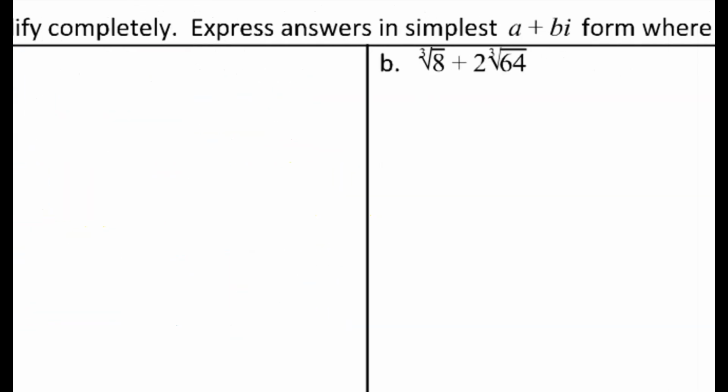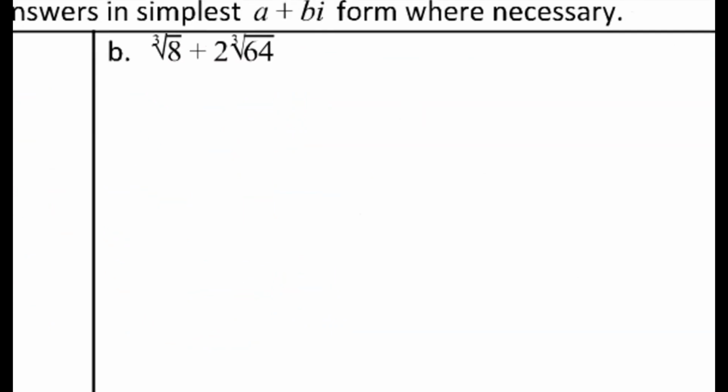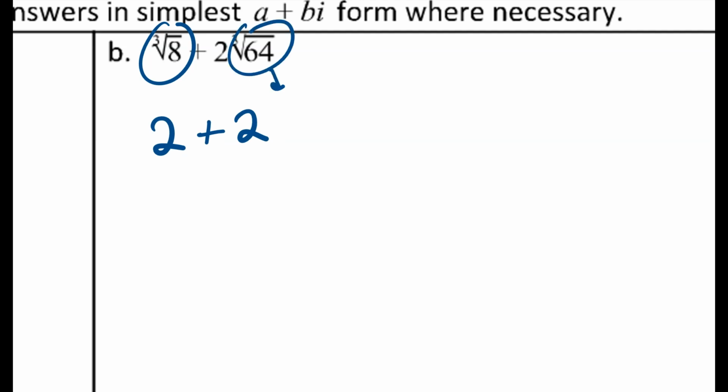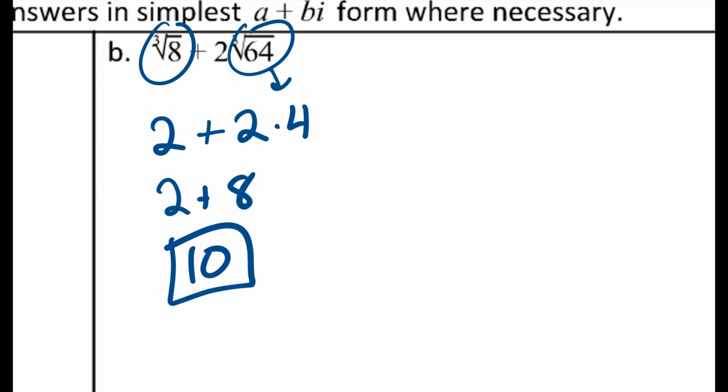Now for cube roots, all the same rules still apply. But in this case, it actually simplifies pretty nicely because the cube root of 8, well, 8's a perfect cube, so that's just 2. Plus 2 times, well, the cube root of 64. 64 is also a perfect cube. That's just 4. So this becomes 2 plus 2 times 4, which is just 8. So when you simplify, it's 10.